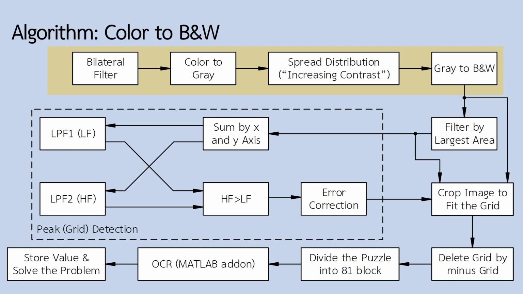Then I convert the color picture into grayscale. Then I spread the distribution. I use the function called imadjust to adjust the distribution so that the lower and upper bound, the minimum and the maximum, have 1% of the overall distribution. Then I convert the gray into black and white by using the average to set the sensitivity of the threshold.